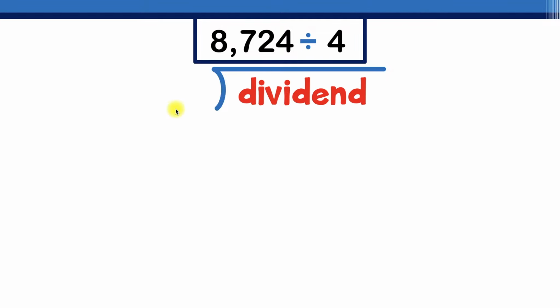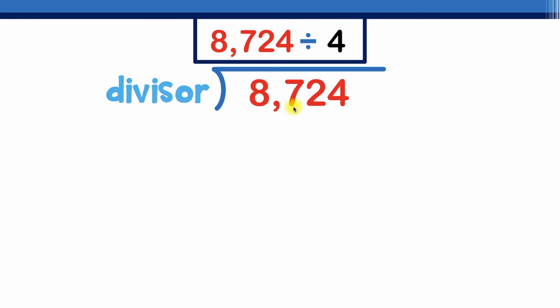And what goes outside is the divisor. In standard division notation, our dividend here is 8,724. So we'll put that right in here. And our divisor is 4. So we'll put that right out here.